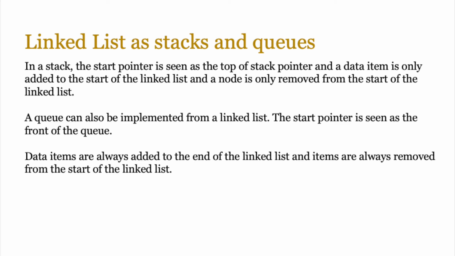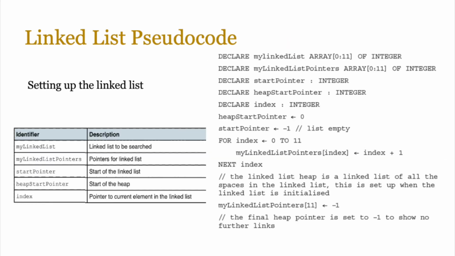A queue can also be implemented from a linked list. The start pointer is seen as the front of the queue and data items are always added to the end of the linked list and items are always removed from the start of the linked list. So you manipulate the start pointer, you make sure that if you're removing something, the start pointer moves to the next possible index, and similarly if you want to add an item, you increment the free pointer or the heap start pointer, whatever you call it, the rear pointer basically, to make sure that the item is added at that particular point. So stacks and queues are basically special variations of a linked list which you can manipulate the pointers to suit the kind of behavior you want a linked list to demonstrate.